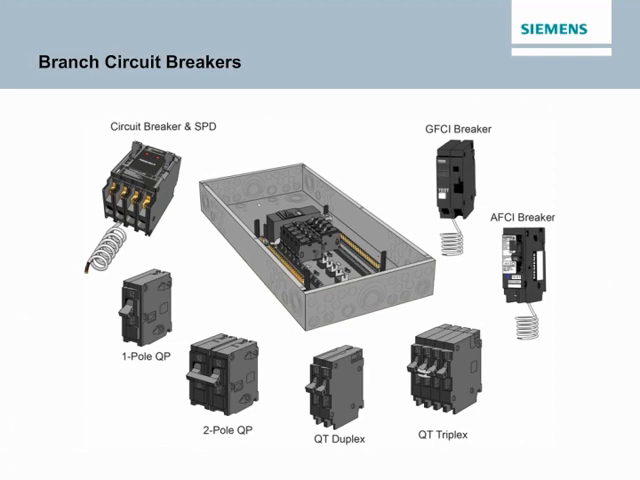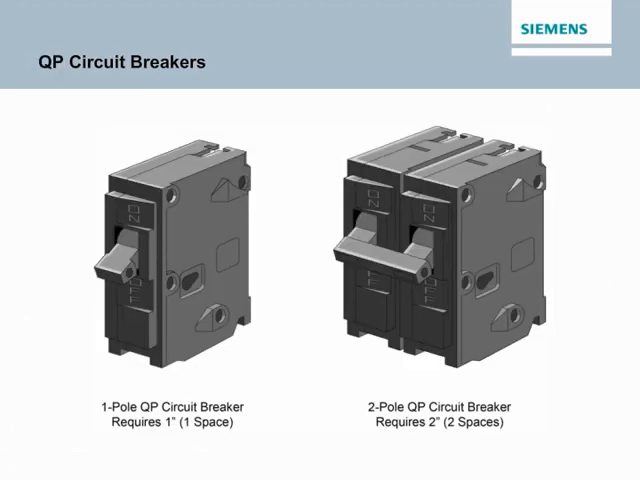The most common branch circuit breakers used in Siemens load centers are full-sized one-pole and two-pole circuit breakers. However, Siemens also manufactures a variety of other circuit breaker types for use in load center branch circuits. Type QP circuit breakers are full-size breakers available as one-pole, two-pole, or three-pole breakers. Full-size means that each breaker has a width of 1 inch per pole.